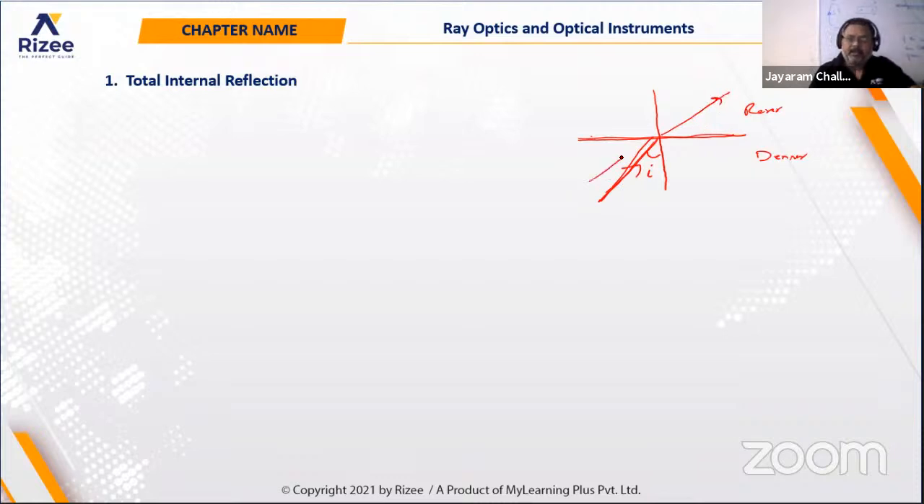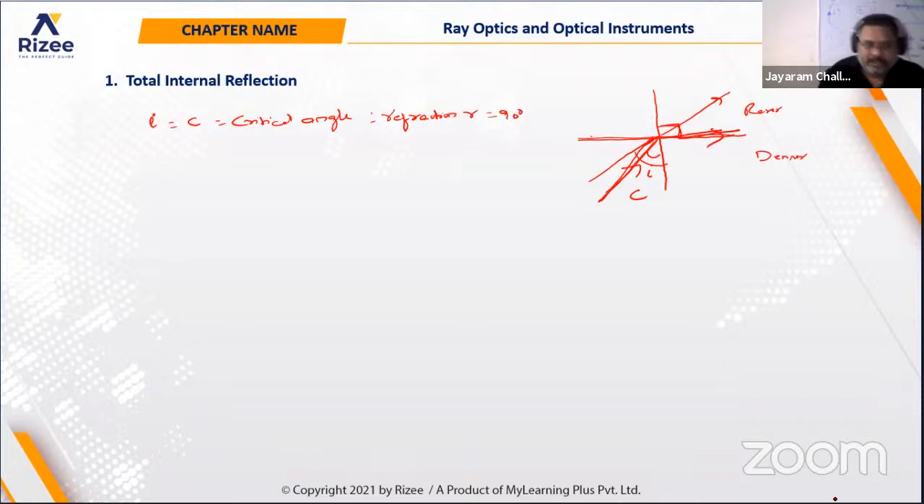At a particular angle of incidence, which is called the critical angle C, the light ray grazes through the surface separating the two mediums in this way. That means at an angle of incidence where i is equal to C, called the critical angle, the angle of refraction r will be equal to 90 degrees. This is the condition.